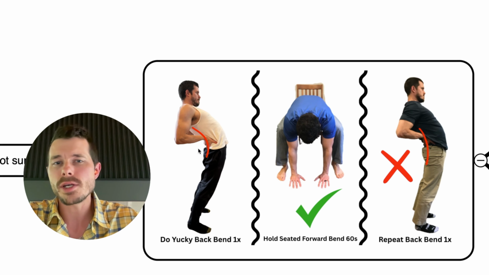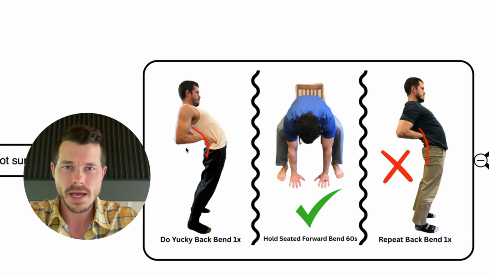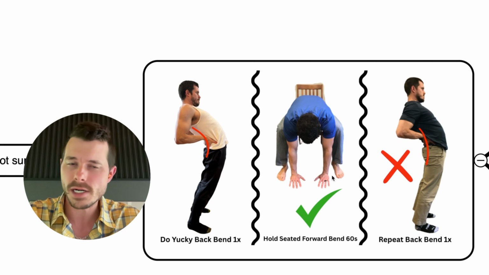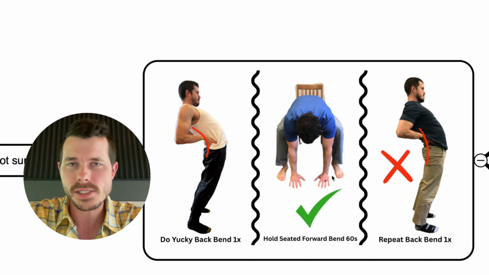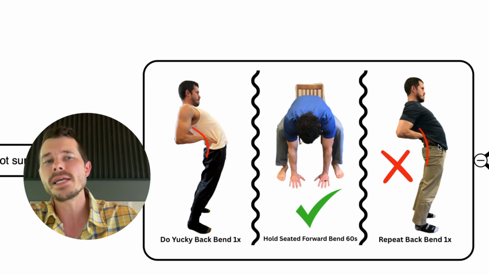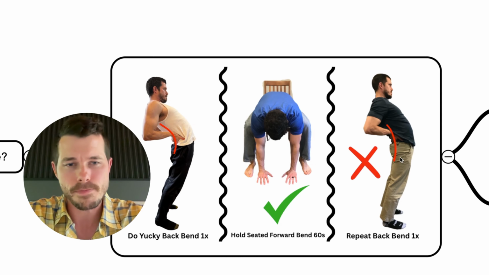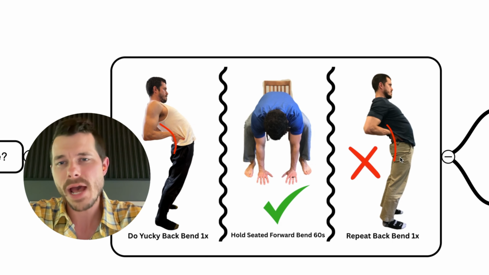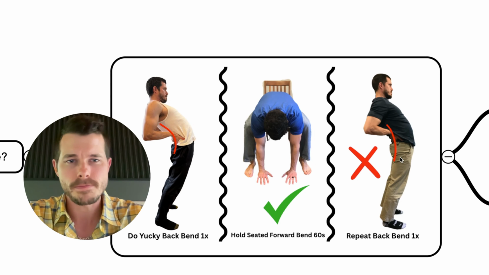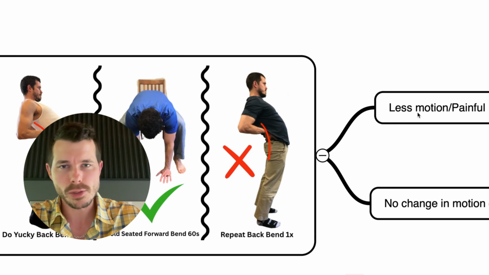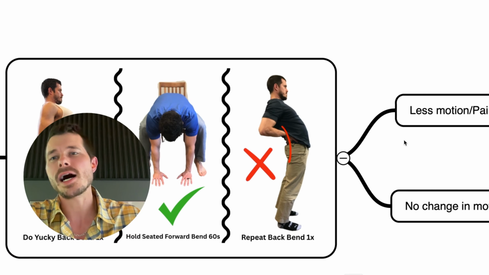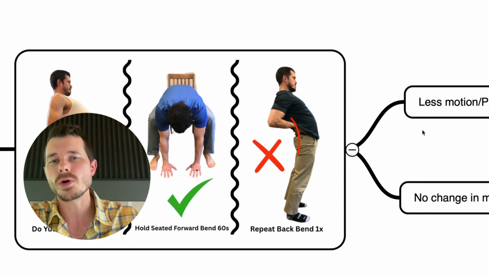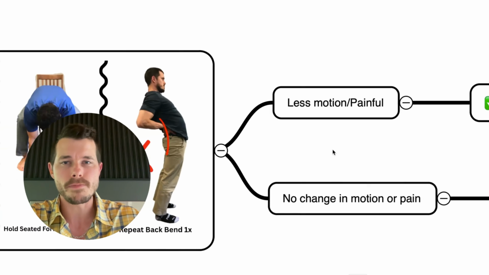Then what I want you to do is the opposite of that, which is yucky. If tolerated, and only if tolerated, can you hold a seated forward bend for roughly 60 seconds? You can pause the video and come back to it. Then immediately get on up and retest your back bend one time. If your back bend is now all of a sudden jammed, limited, less motion, more painful, then this is highly diagnostic of and/or indicative of a disc problem.